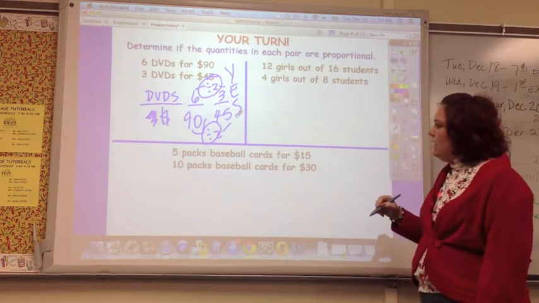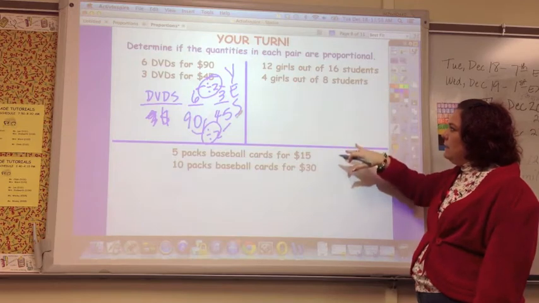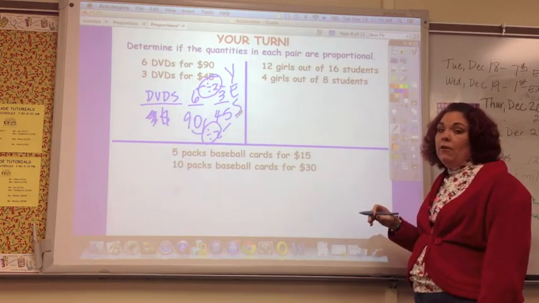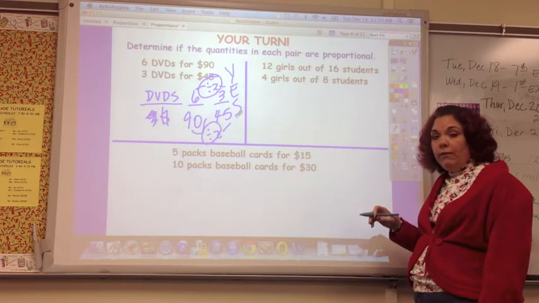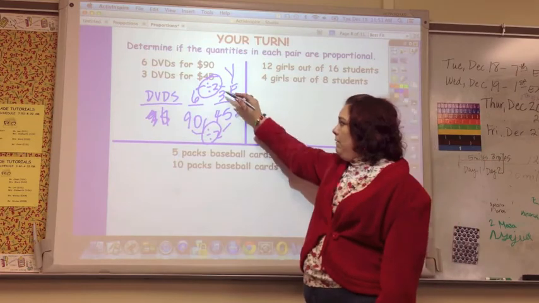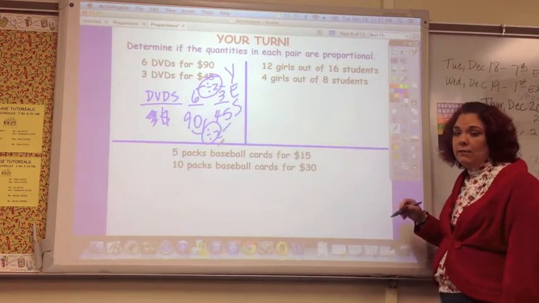So go ahead and pause this and go ahead and set these up and see if they're proportionate. That's just making sure that they are equivalent fractions. If they're equivalent, then yes. If they're not equivalent, no. If this scale factor is the same, it's yes. If the scale factor is different, it's no.